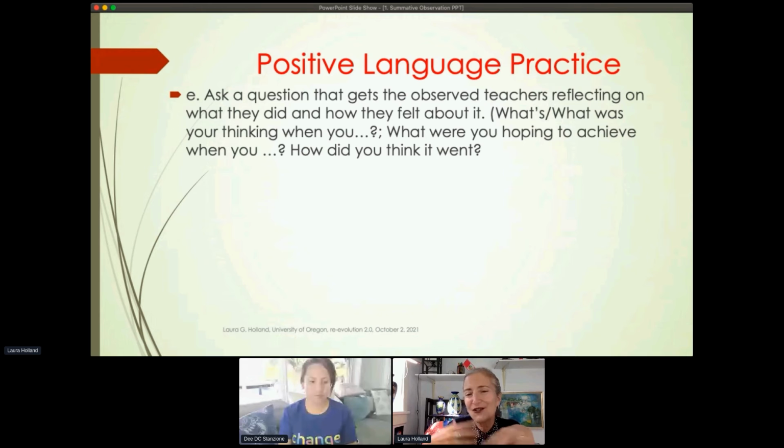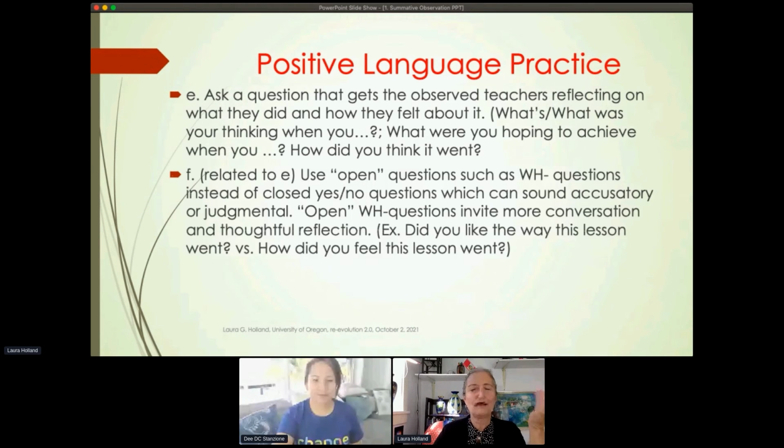But I would say we want to make sure we don't trick them by saying, how do you think it went, when I really thought it was terrible. We want to be careful about that. So just keep that in mind. Again, the idea is we don't want to be scaring people. We want everybody to be improving, including ourselves.